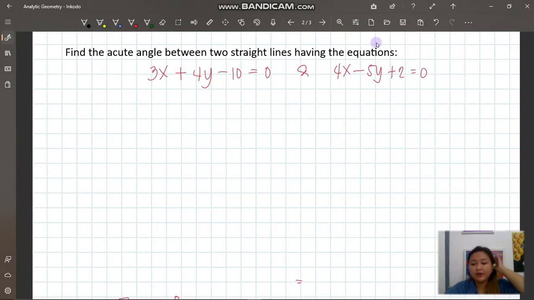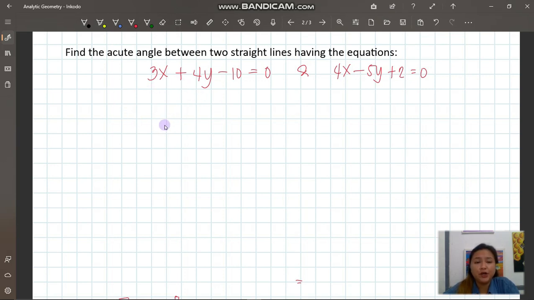Okay, so we have here another question regarding lines. Specifically, this is part of analytic geometry, and we are instructed to find the acute angle between two straight lines given the following equations. So we have two lines here, and we need to find the acute angle between them. These are basically intersecting lines.